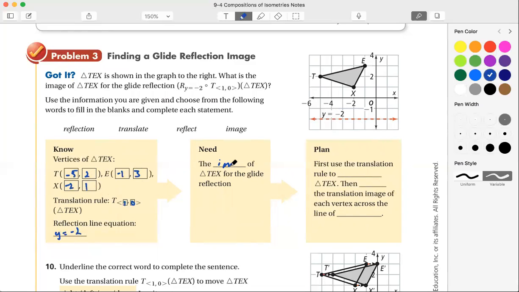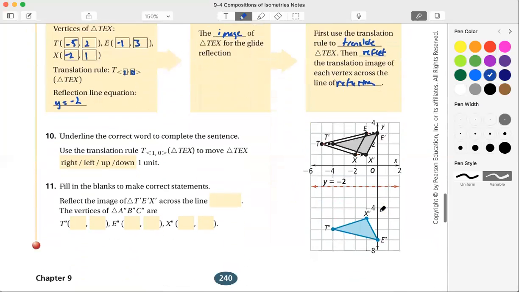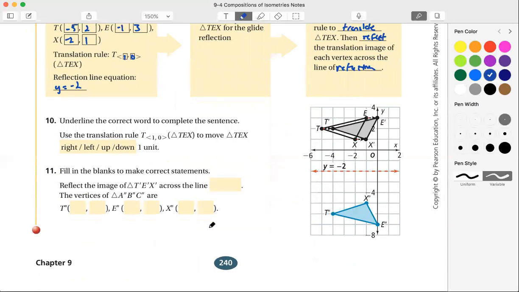I need the image. First, I'm going to use the rule to translate. Then I'm going to reflect. I'll cross the line of reflection. Using the translation rule (1, 0), I move the triangle right 1 unit. Using the reflection rule about the line y equals -2, the new vertices become (-4, -6), (0, -7), and (-1, -5).